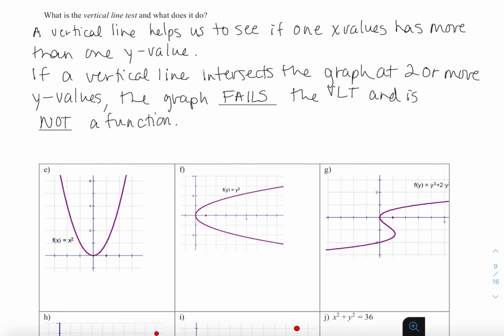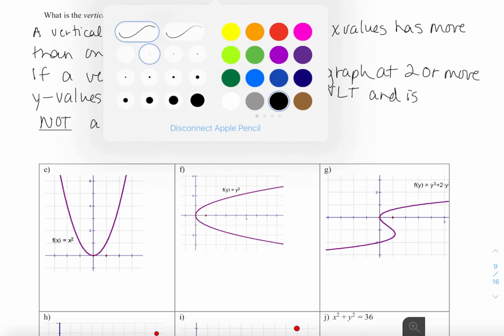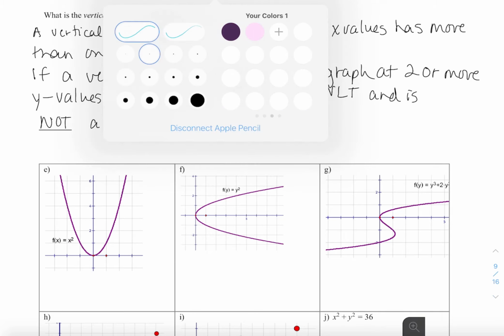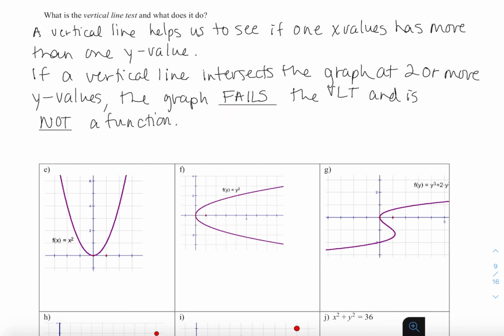So let's do an example. Okay. If I draw this vertical line here, I can see that it only intersects my graph once. Let's use a better color that everyone can see. Okay, so I can see that it intersects my graph only once. And in fact, this is true for any vertical line I try to draw on this graph. And of course, we assume that all of these graphs keep doing what they're doing. So this guy would pass the vertical line test, meaning it is a function.